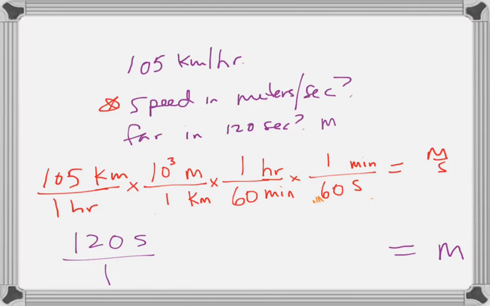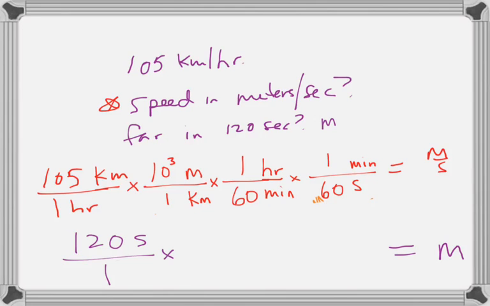120 seconds over 1, what's the unit? You know exactly what that unit is. What is the unit of 1 in this case? It's nothing. There is no unit there. It's only there to hold the place and give us an idea of what's in the denominator. It is the only time that you can use a number without a unit. 1. Okay.